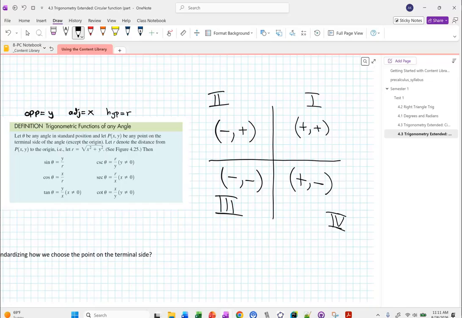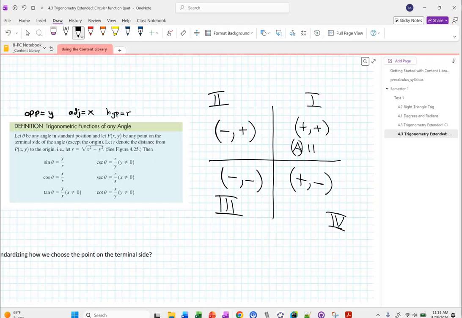Okay. So what I'm going to write here is A for all in that first quadrant. That's going to help remind myself that in the first quadrant, all of my trig functions, sine, cosine, tangent, and reciprocals are positive.